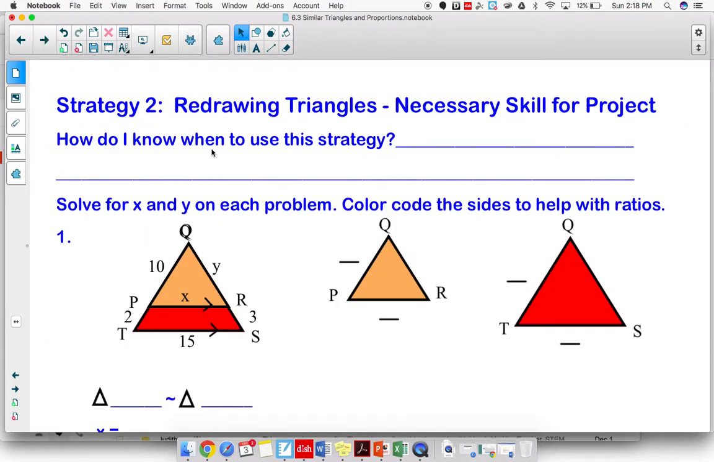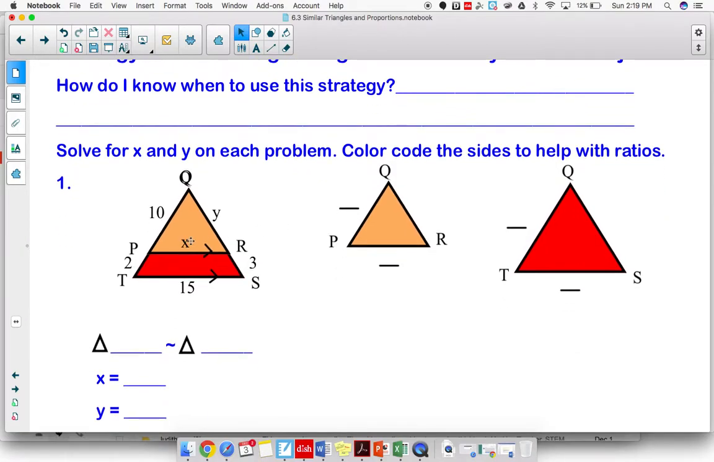All right, now that you've got your work checked from the other questions, we're going to look at what happens when a variable is on one of these parallel sides. So when you see these ones with arrows, if they have something on the parallel edge, you have to redraw the triangles. Okay, so let's do our similarity statement first.